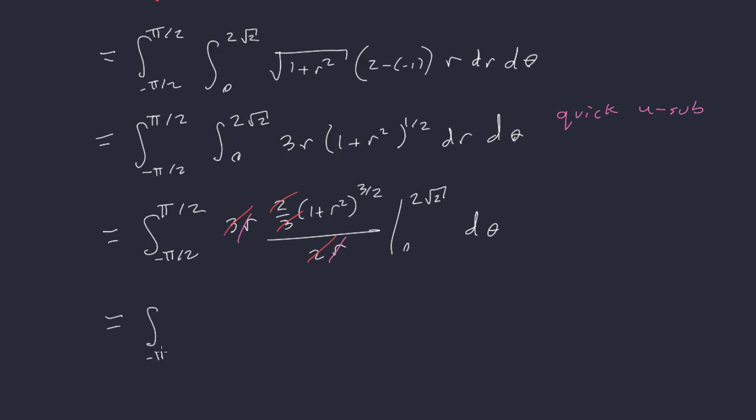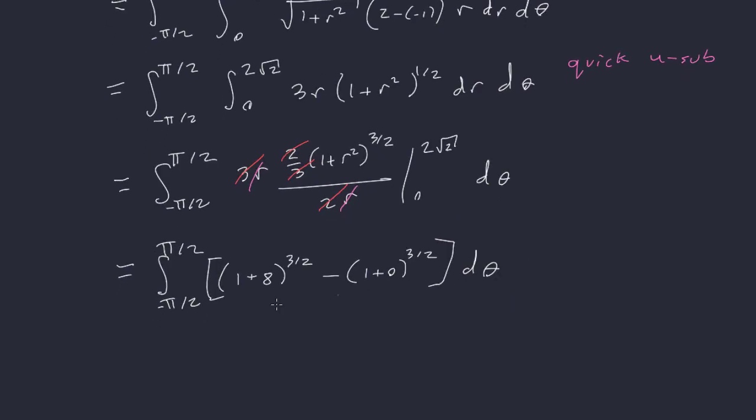All right, so I have the integral from negative pi over 2 to pi over 2. Then we'll plug in the 2 root 2. So 2 root 2, if you remember, that was the square root of 8, so that will be 1 plus 8 to the 3/2 minus 1 plus 0 to the 3/2. And then we're going to integrate this with respect to theta once we simplify it. Well, 1 to anything is just going to be 1. Okay, now we have 9 to the 3/2.